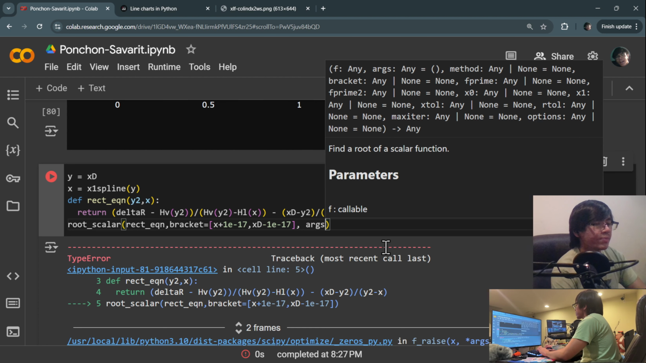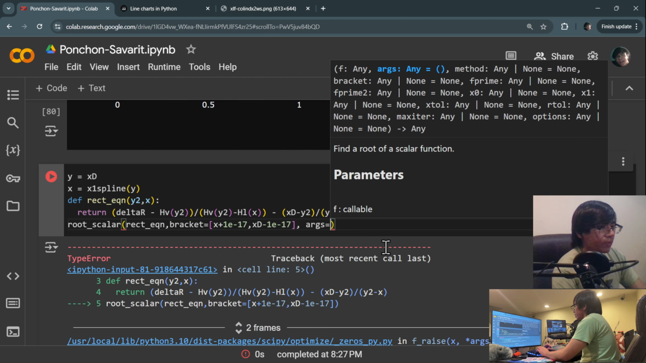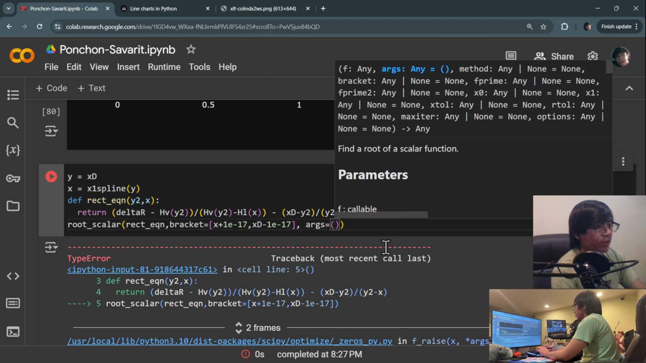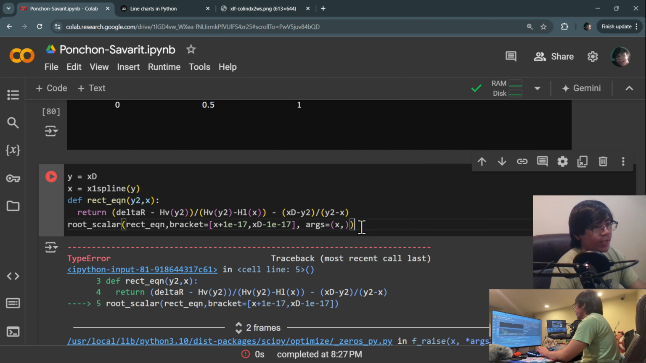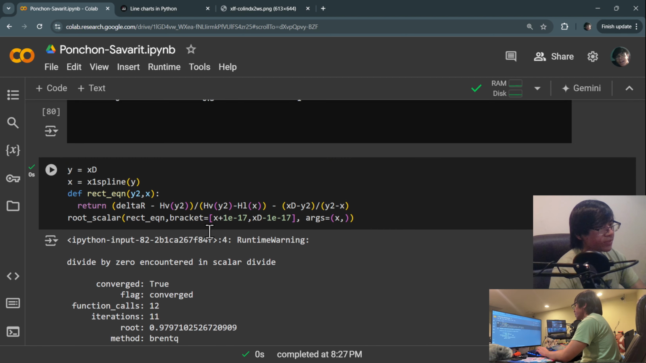Okay, so arguments, we supply that since we're solving for one variable, we're not solving for two, so we need to supply the arguments of x, and then we have a comma in case there are more parameters. I think that's it. Let's go, converged.